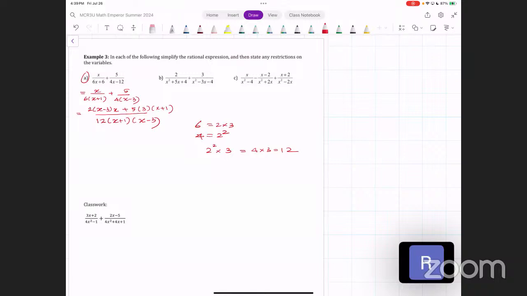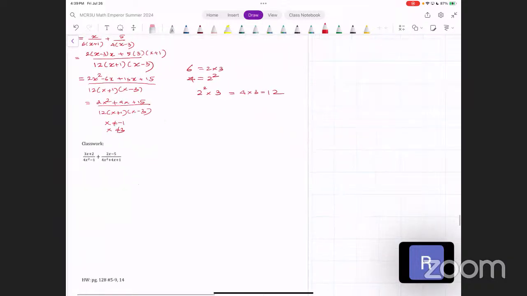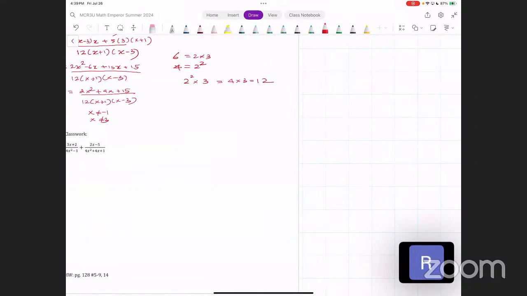Okay. Can you just simplify that? That's the next step. So what do we got? 2x squared minus 6x plus 15x plus 5, 15. So it's a restriction. X cannot be minus 1. X cannot be 3. Make sense? Does it make sense? Restrictions. There's nothing I can do for the top, isn't it?